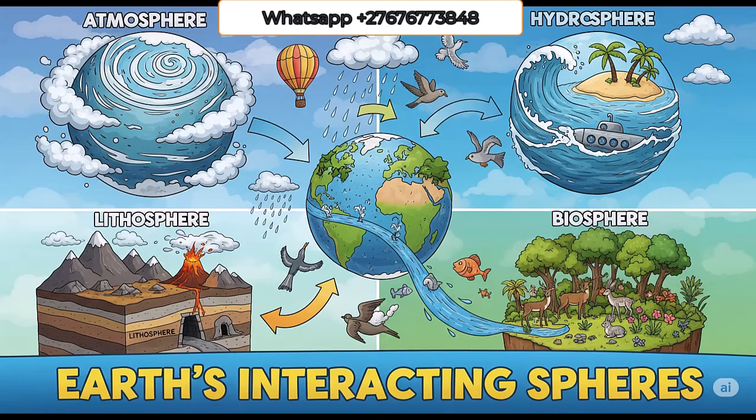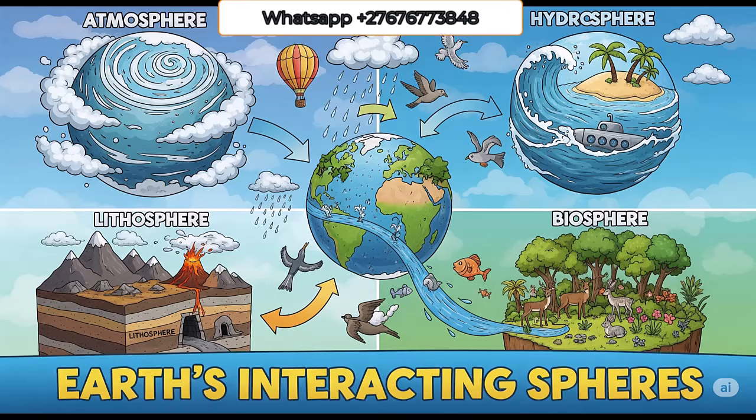Profoundly. That's where it gets really interesting. They aren't separate boxes. They're constantly influencing each other. It's almost impossible to affect one without seeing knock-on effects in the others. Can you give an example? Something concrete. Sure. Think about, say, deforestation, cutting down large areas of forest. Okay, that's the biosphere, the living trees. Exactly. But what happens next? When the trees are gone, the soil, that's the lithosphere, is exposed.